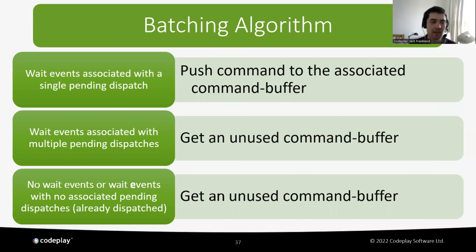And I should say here that because Compute AOTA currently only supports in-order queues, there's always an implicit dependency on the last command that got enqueued. So if you are pushing your command into a pending dispatch, it's always going to be the last pending dispatch that was added to the list of pending dispatches. The second case is that you have two or more wait events associated with commands in different pending dispatches. So this is the case that your command needs to wait on commands that are in separate pending dispatches.